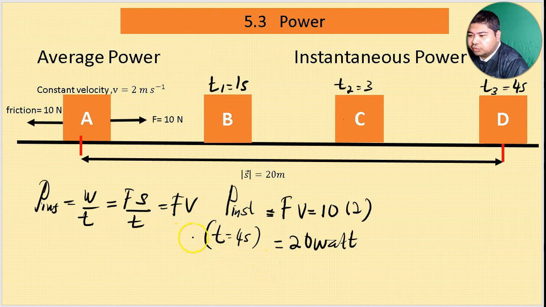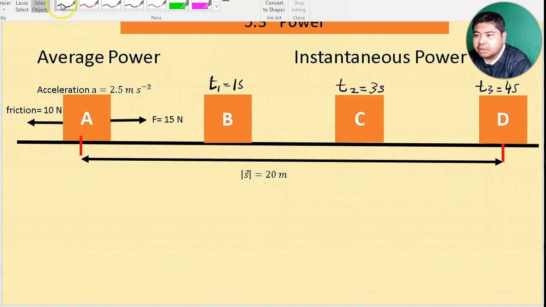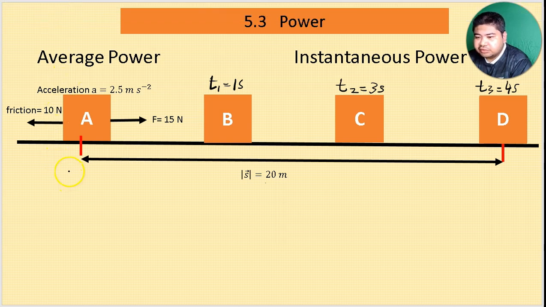Alright. Okay, now we are going to move on to the second example, where we have an object with an acceleration of 2.5 meters per second squared. If the initial velocity of the object is 0, then after 4 seconds the velocity of the object is going to be 10 meters per second, because the acceleration is 2.5 meters per second squared times 4 seconds, which gives 10 meters per second.